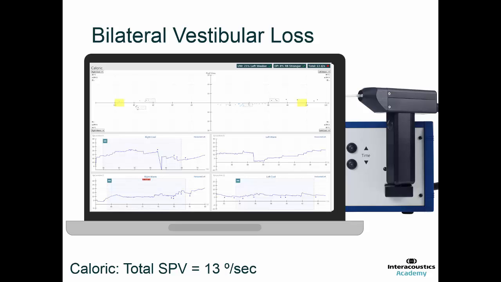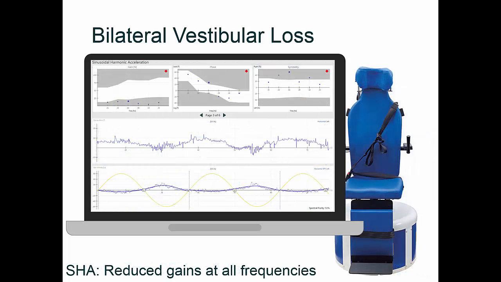So what we can see is that we think there's a bilateral weakness, but we need to confirm that with a secondary test. So we can look at the patient's rotary chair data, and what we can see is that in fact they're having reduced gain bilaterally on the sinusoidal harmonic acceleration test, suggestive that a bilateral lesion is present. But we also want to see: are the high frequencies also being affected by this lesion, or is it just affecting the low frequencies?